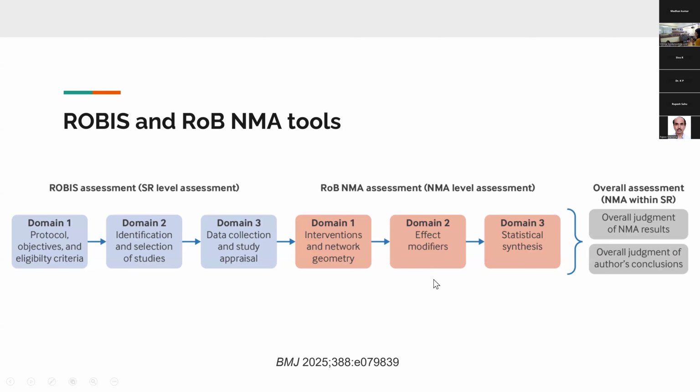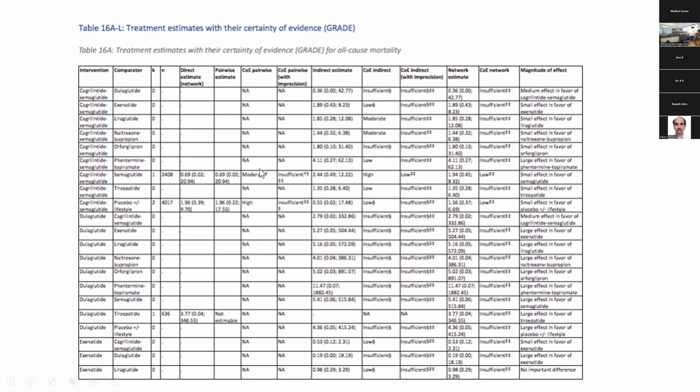So like I said, they have done GRADE for direct evidence, and this is the certainty of evidence, right? Wherever information is available, they are able to tell you a certainty of evidence. Again, for the indirect evidence, we can run, mathematically using software, endless numbers of loops of indirect evidence. The question is, is it worth running it or not, right? So that's why we should do certainty of evidence for indirect estimates as well.